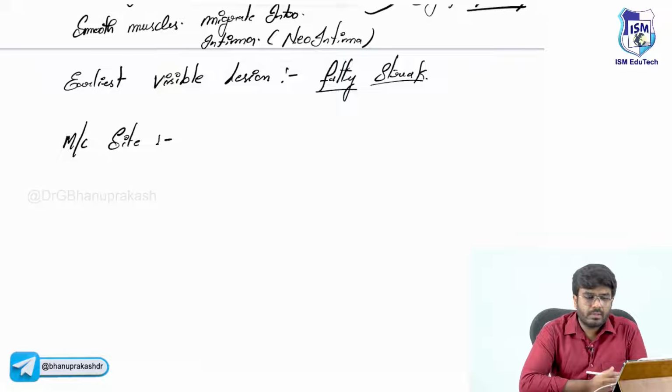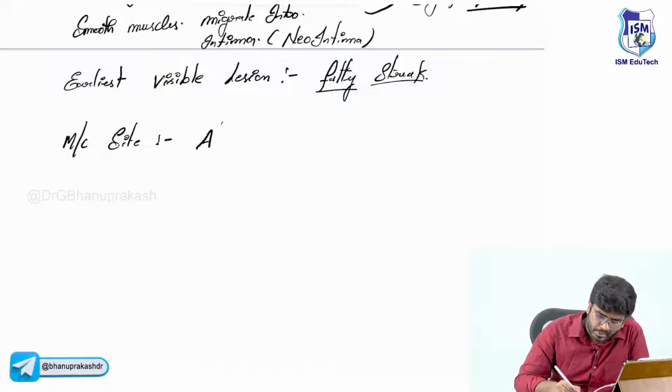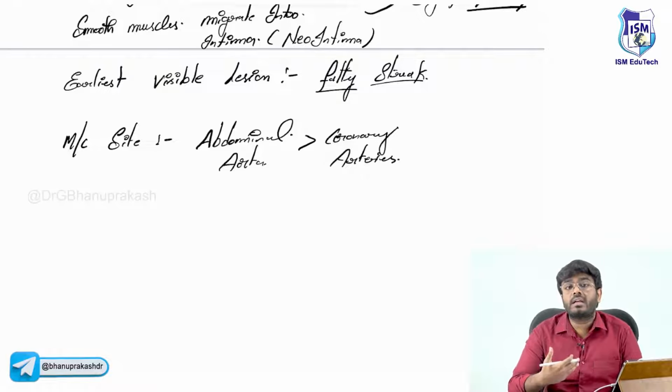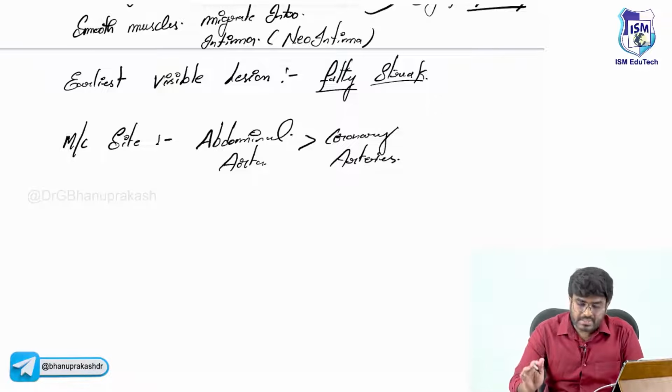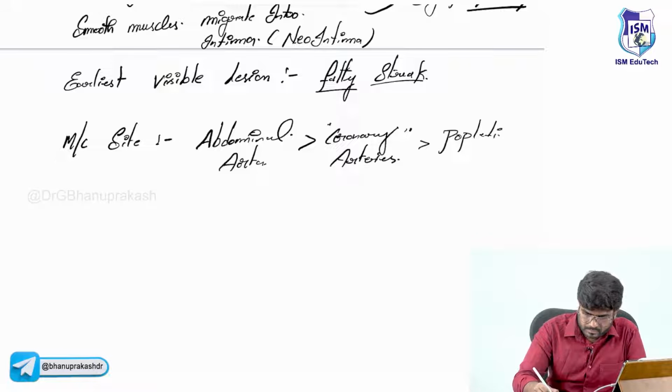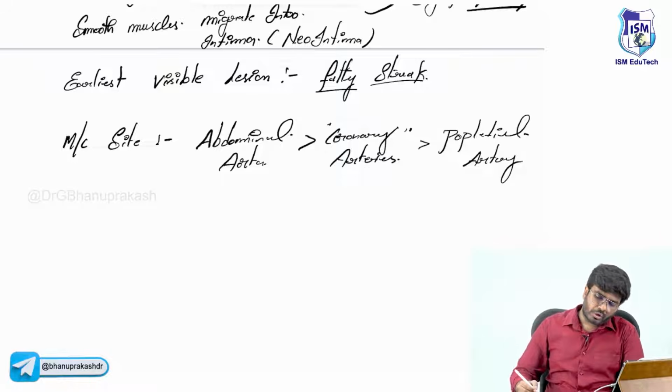There is a mnemonic, ACP. The most common site is ACP. A means abdominal aorta. C for coronary arteries. Most of the students will think coronary arteries are the most common site of atherosclerosis. No, it's the abdominal aorta. I will show you the image also. So coronary arteries followed by popliteal artery. So abdominal aorta, coronary arteries, and popliteal arteries.